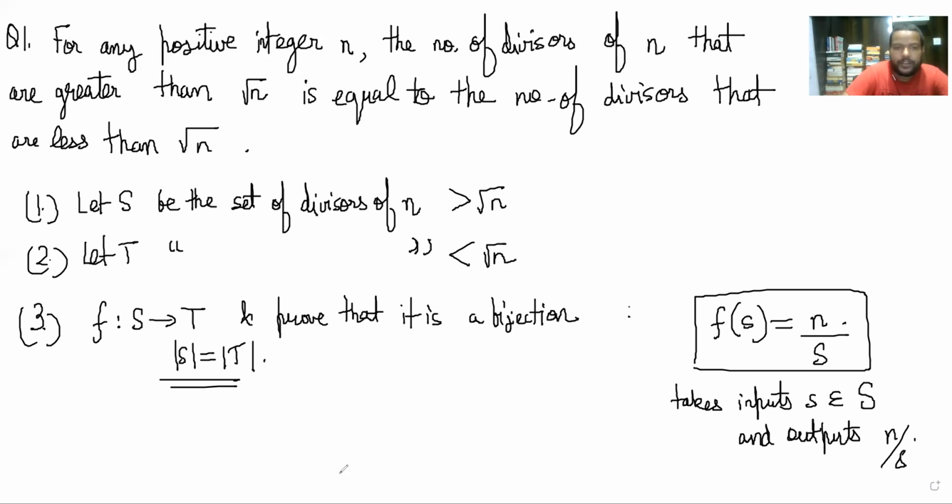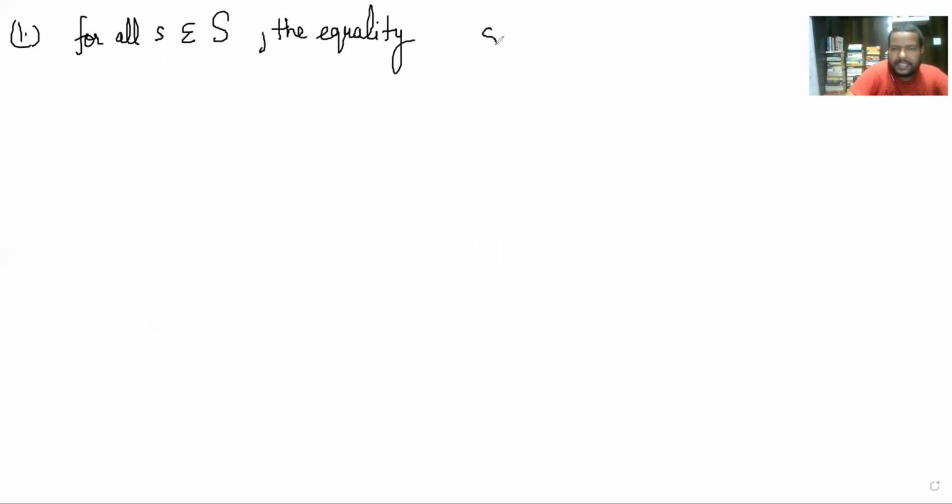Let's think about it. The first step is, for all s belonging to S, the equality s times f(s) will be what? It will be s times n/s, which is equal to n, right? So we have this equality for all inputs s.